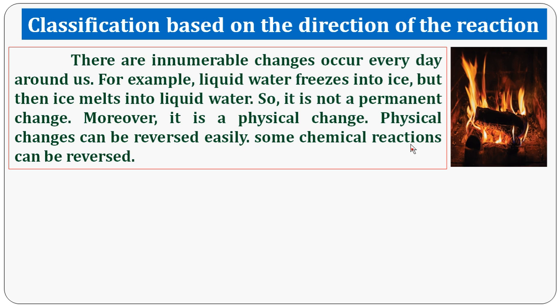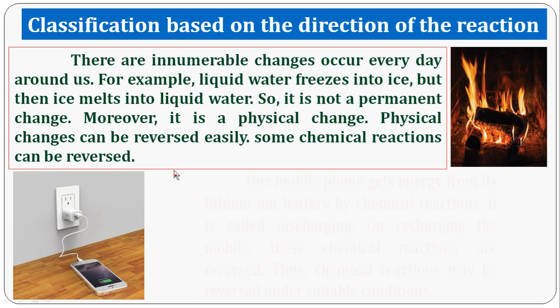But now, come to the picture, burning of wood. Here, the wood contains carbon compounds. These carbon compounds combine with oxygen to form carbon dioxide and water with the liberation of heat. Here the gas is produced and escapes out. It cannot be reversed, so it is called a chemical reaction. So chemical reactions cannot be reversed. Most of the chemical reactions cannot be reversed, but some of the chemical reactions can be reversed.